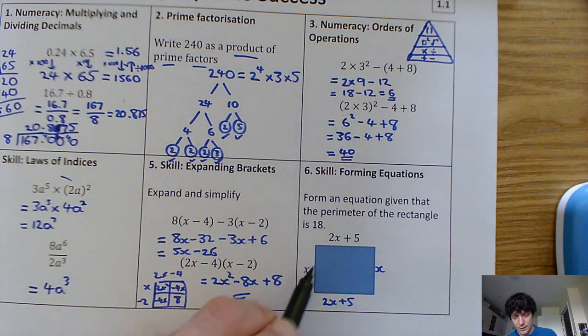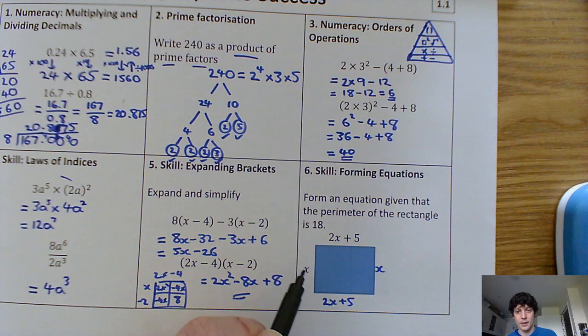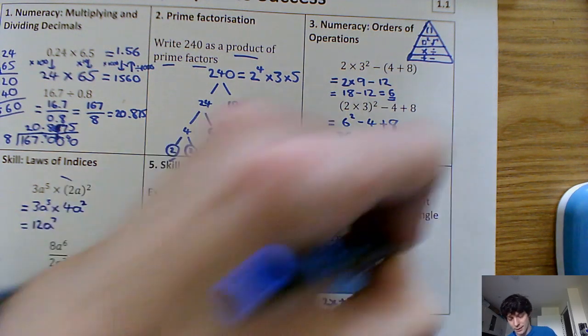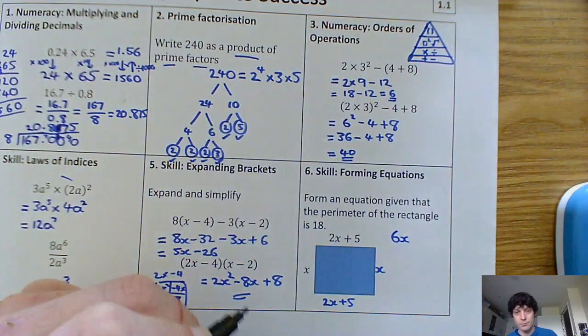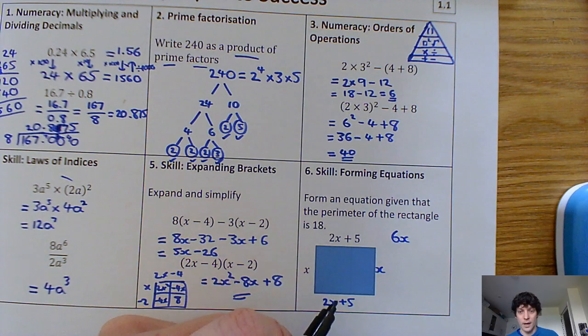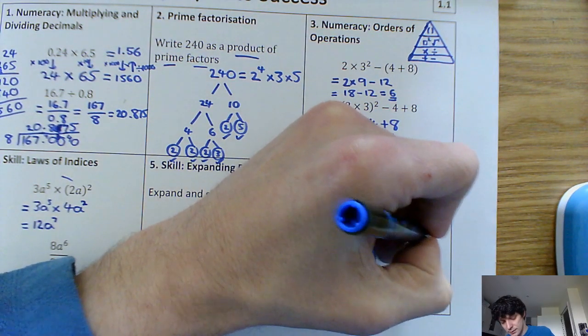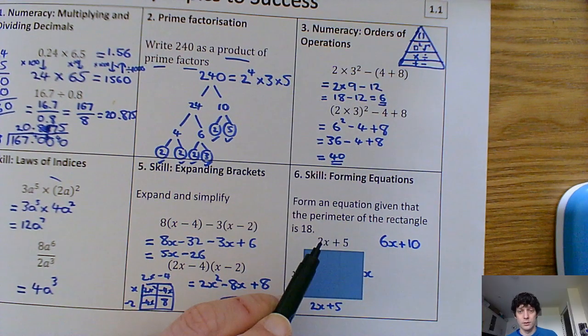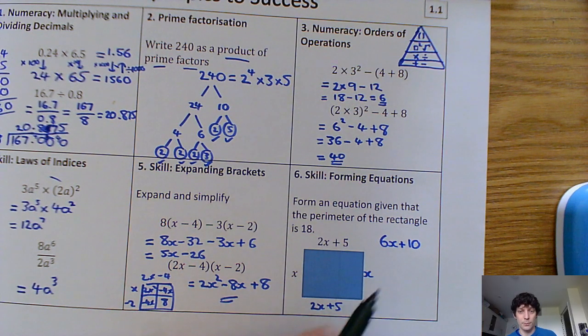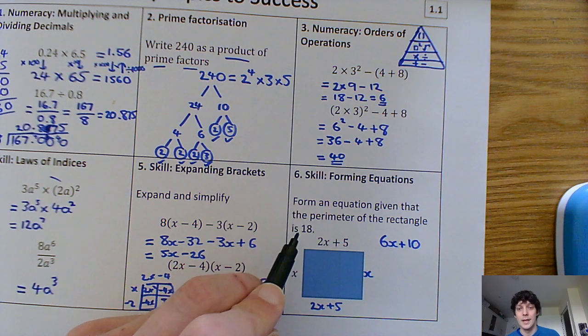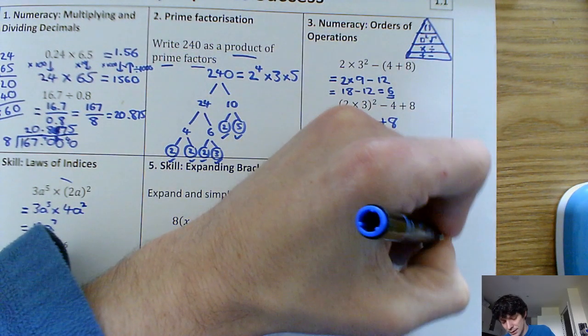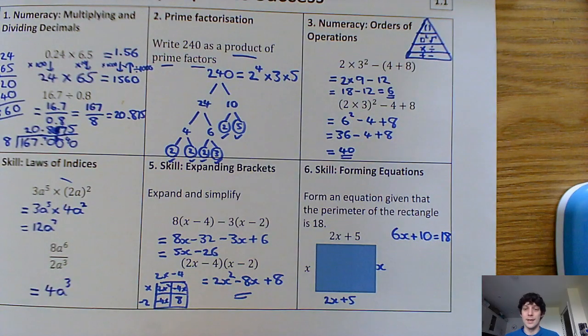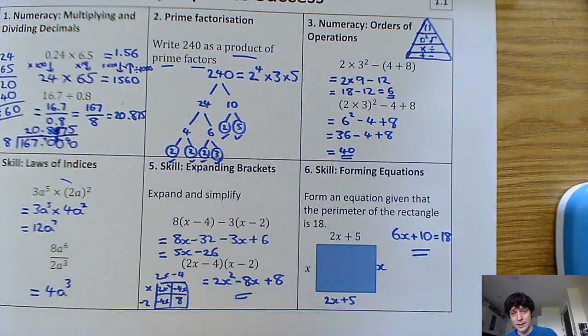So my perimeter is all of these added together. 2x plus x plus 2x plus x is 6x. I've got this 5 and this 5, that's 10. So that is my perimeter, 6x plus 10. If I add up all of those, I get 6x plus 10. It tells me that the perimeter is 18, so 6x plus 10 is equal to 18. And in a GCSE question, it'd be quite common for them to want you to solve that, to maybe do something else with it. I'm just happy with us forming equations.